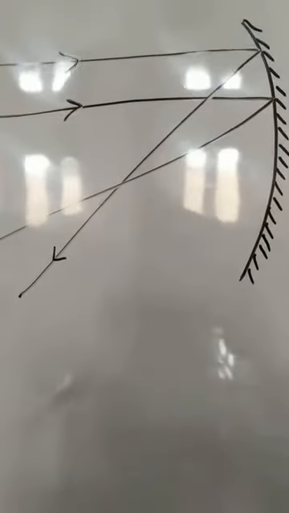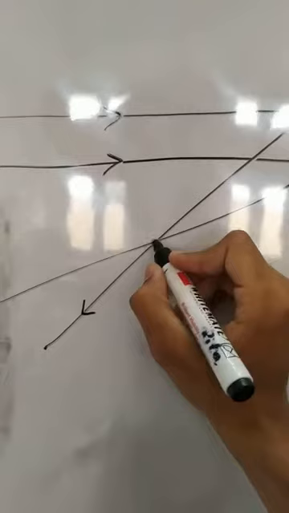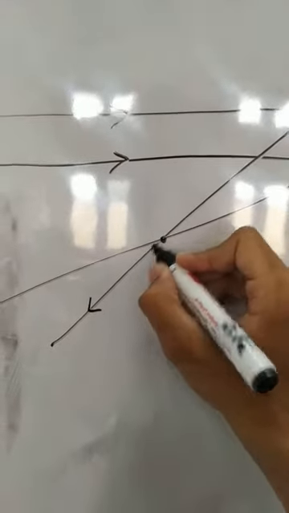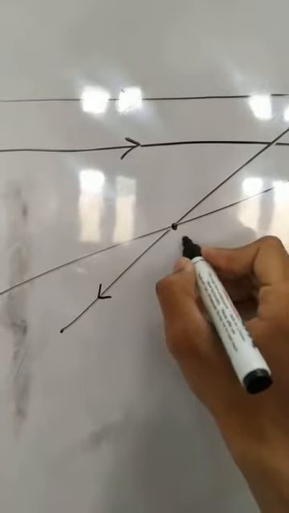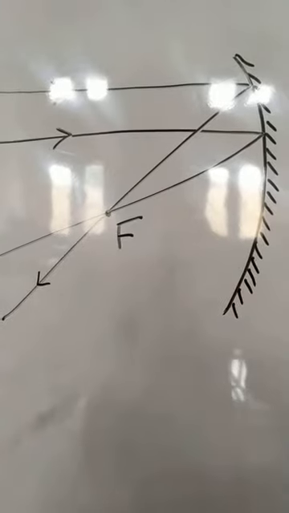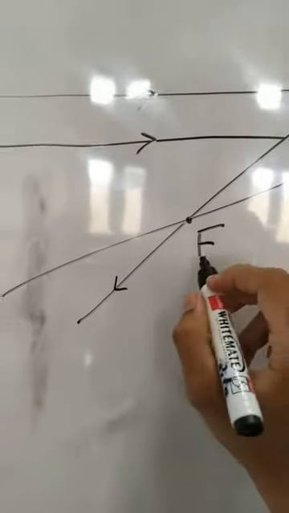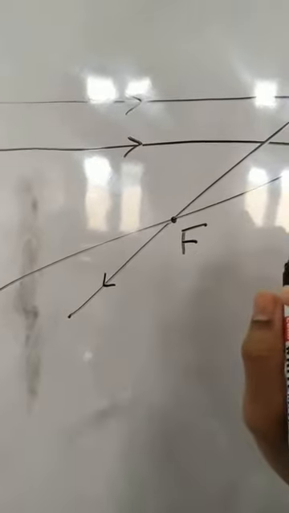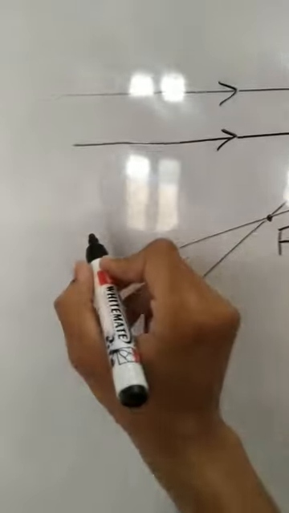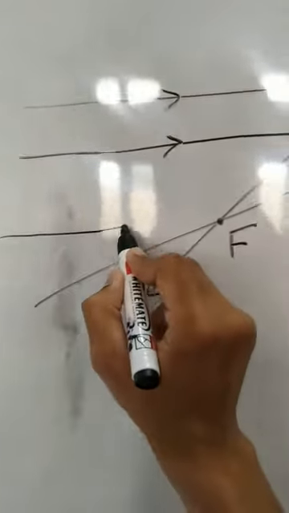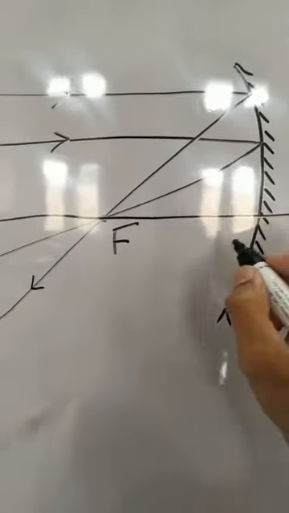The point at which the rays after reflection meet is known as the principal focus and is represented as F. The line which passes through the principal focus and is parallel to the rays is known as the principal axis.